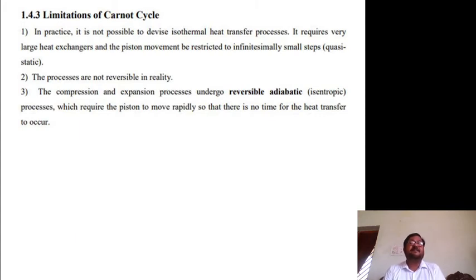Second one, the processes are not reversible in reality. Means there is some leakage of heat, the losses may be there. At that time, it is not possible to reverse the process. Means processes are not really practically reversible. And the third limitation is that compression and expansion undergo reversible adiabatic processes, which requires the piston to move rapidly so that there is no time for the heat transfer to occur. These are some of the limitations of the Carnot cycle.